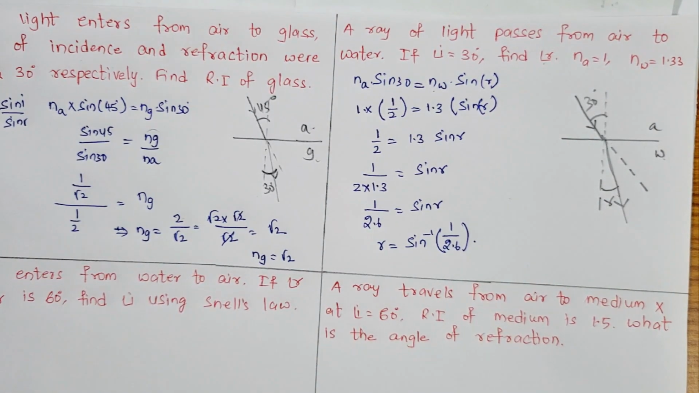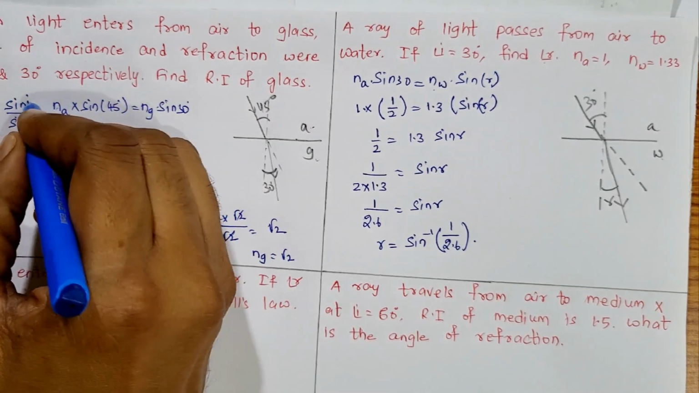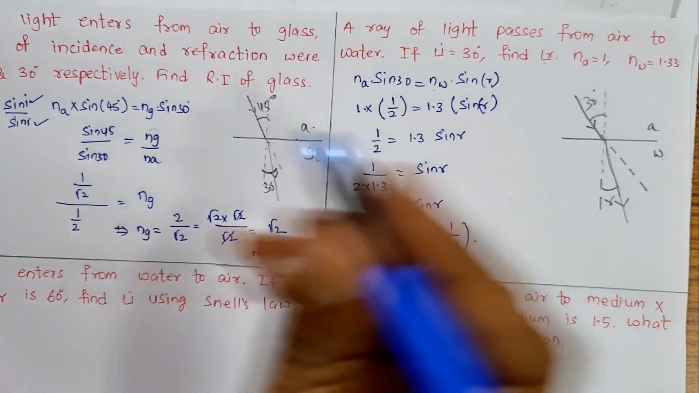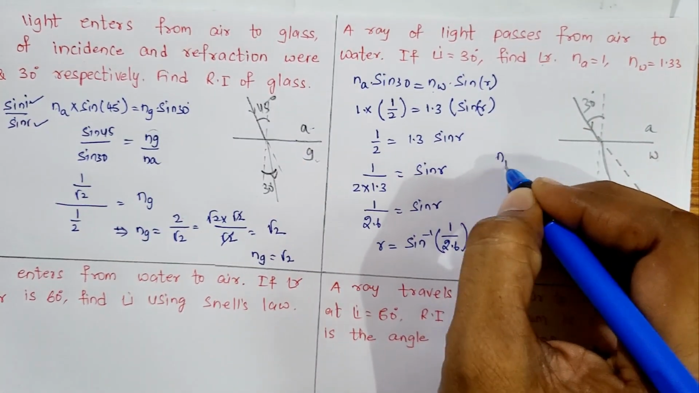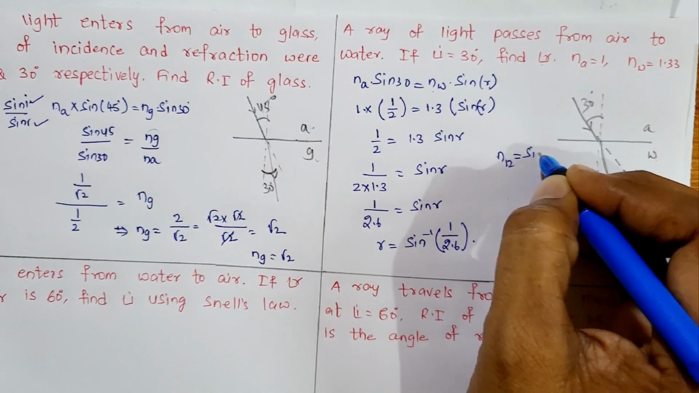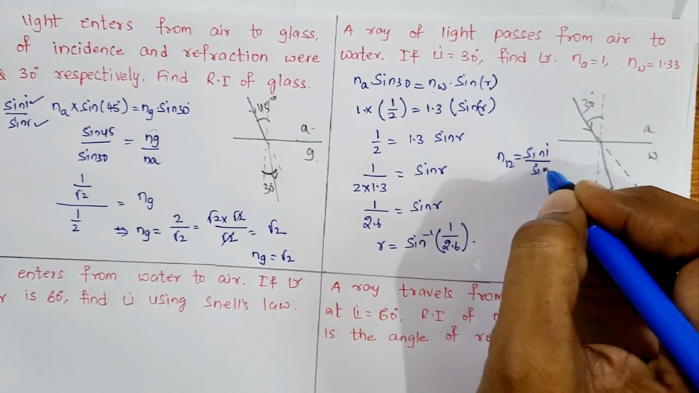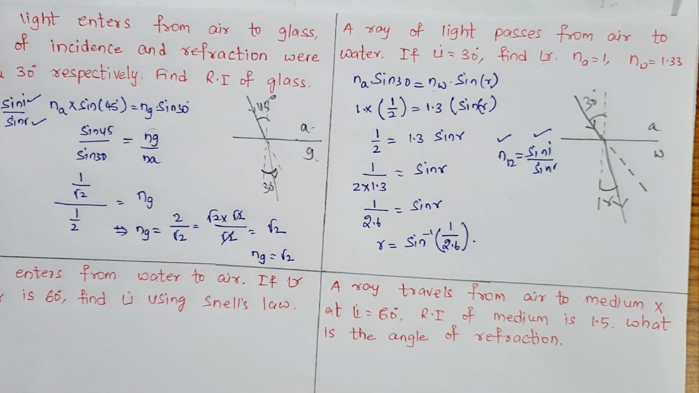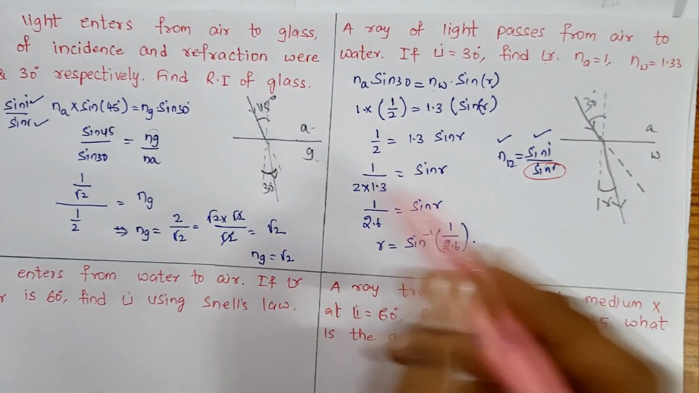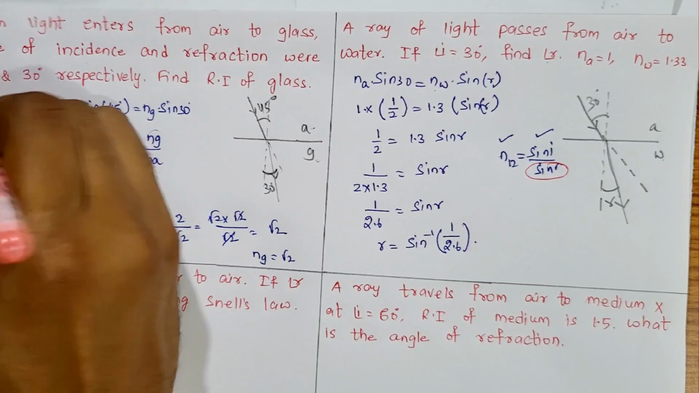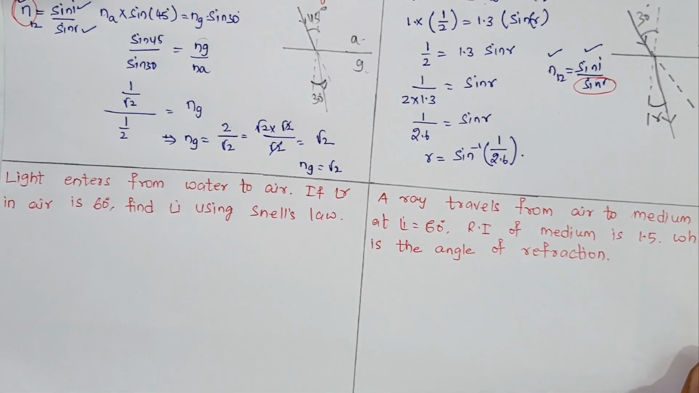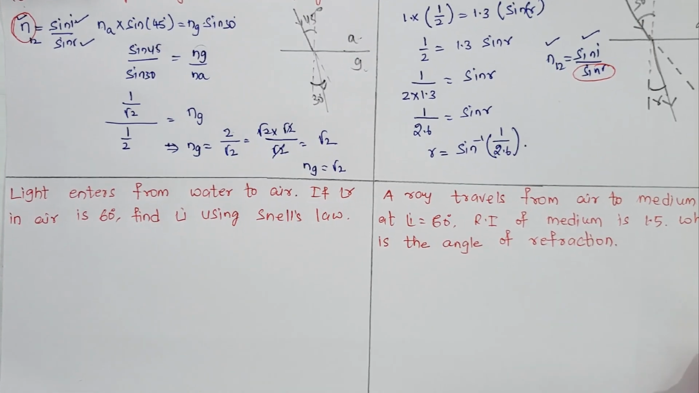Okay. Let us take one more problem. See, in the first question what they gave was angle of incidence and angle of refraction, and they asked us to find the refractive index. In the second question, n12 is equal to sin i divided by sin r. So angle of incidence they gave, refractive index they gave, and they asked us to find the angle of refraction. Here they asked us to find the refractive index. Now let us see the third question, what they asked us to find and what they gave us.